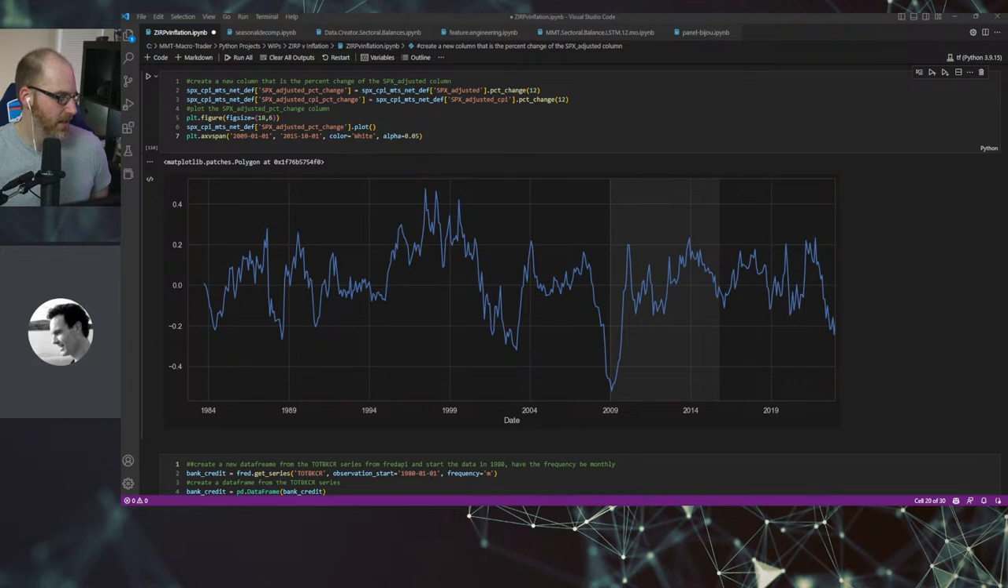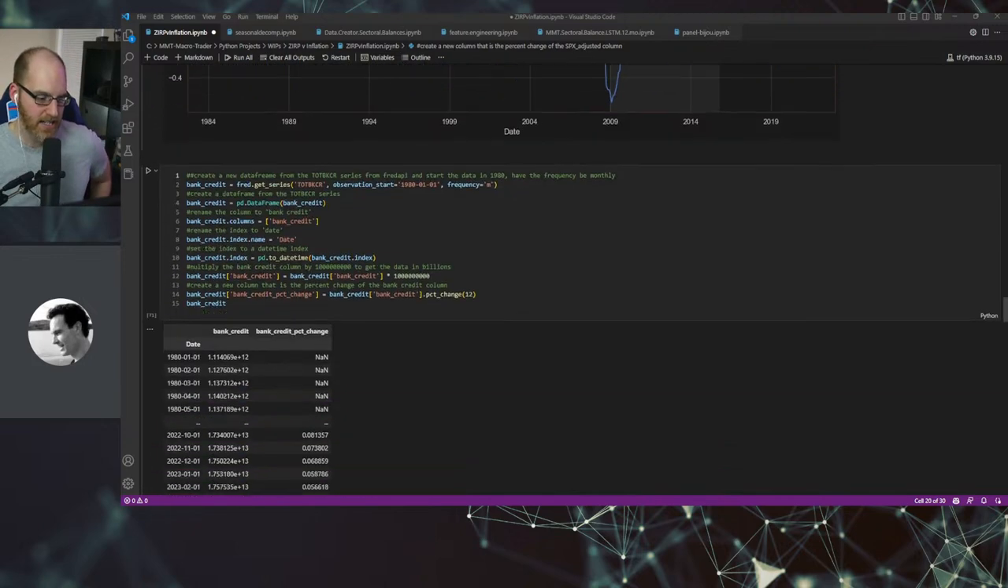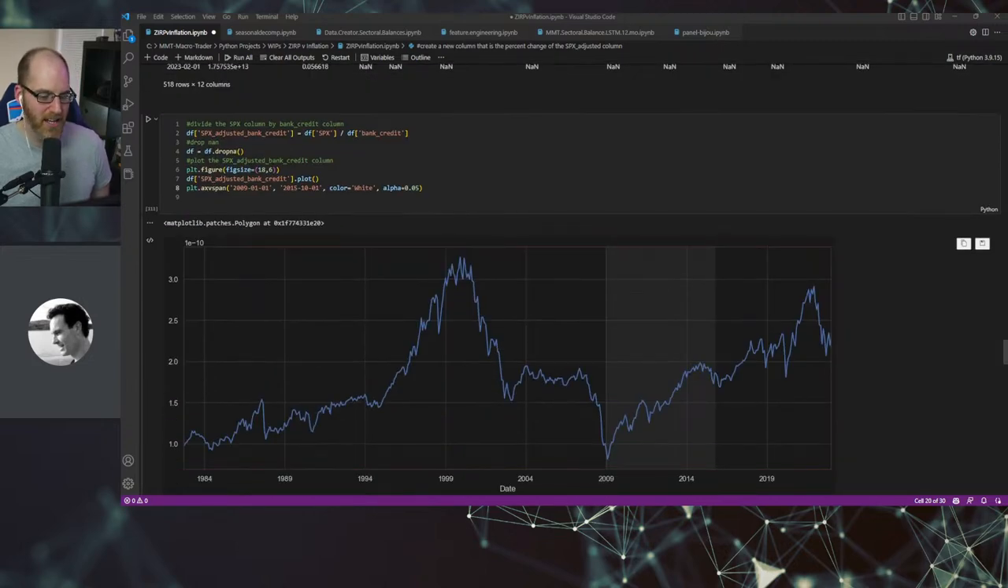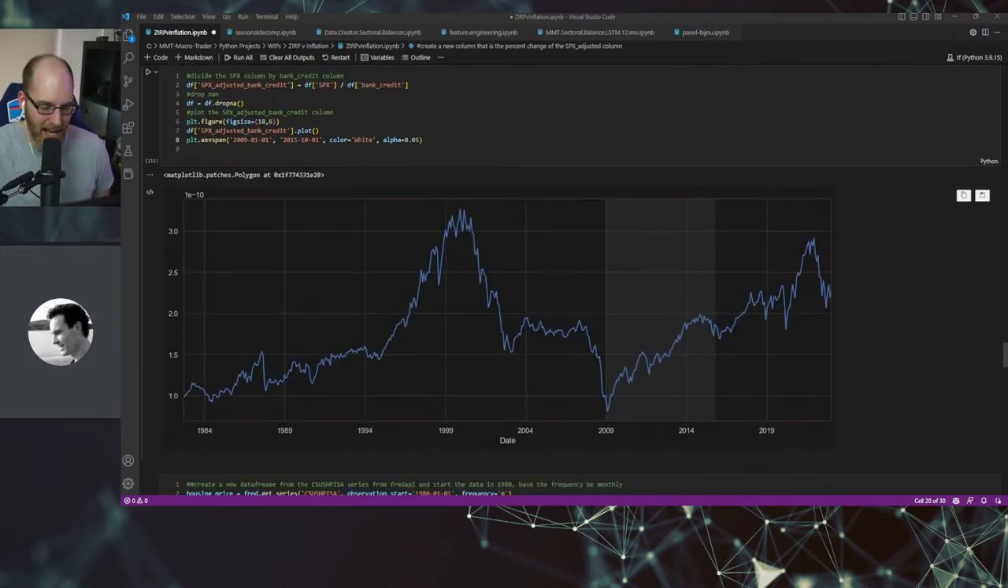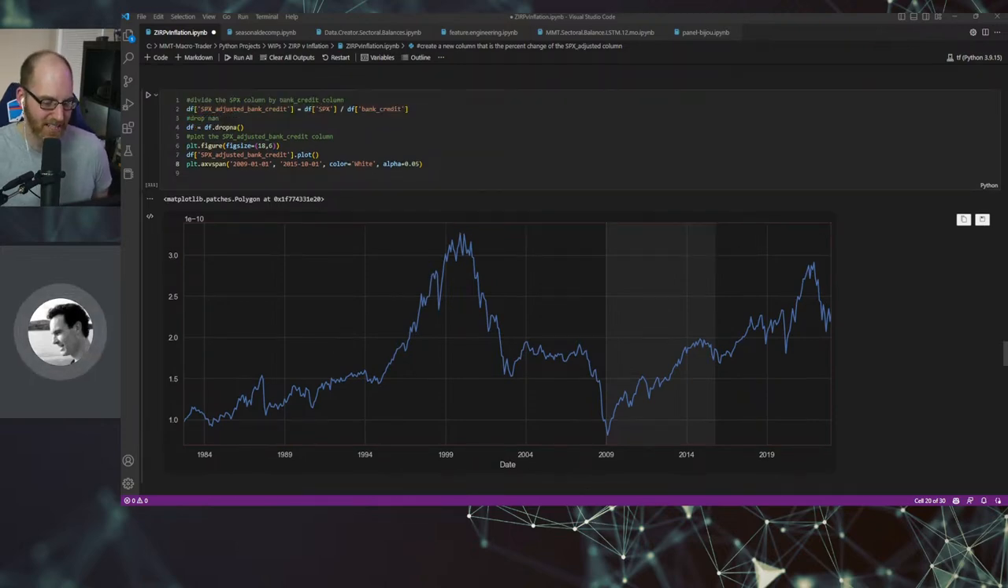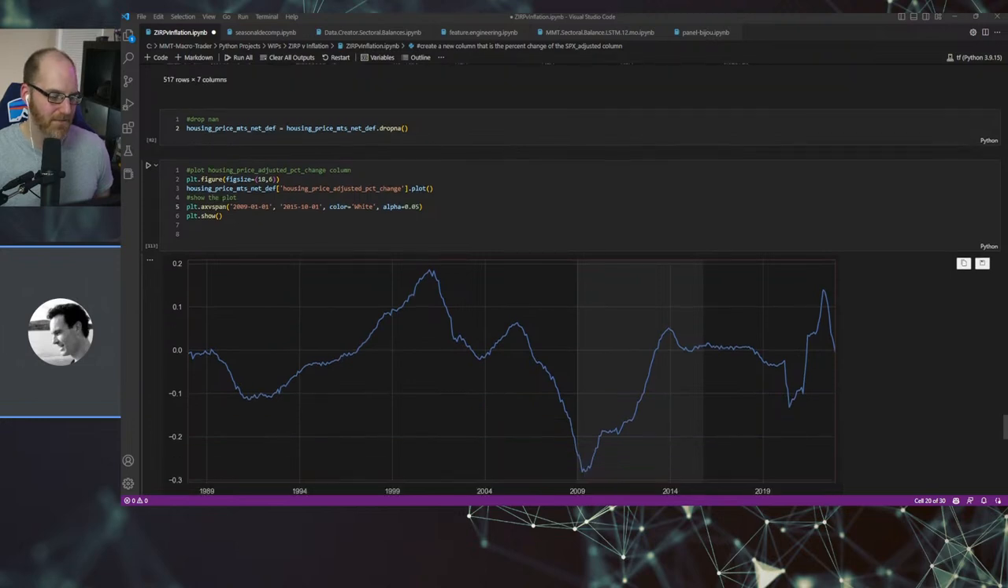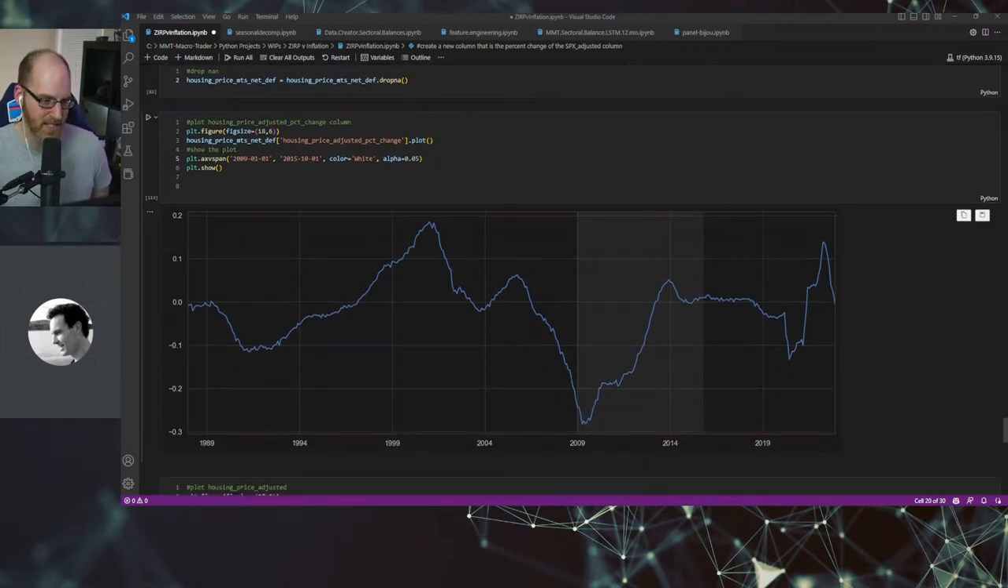Let's see. Next up, give me 1 second here. Next up, I decided to divide it out by bank credit as well. And again, nothing wild, nothing off the trend during ZERP. And finally, we get to housing prices. And this is where things do maybe get a little interesting.